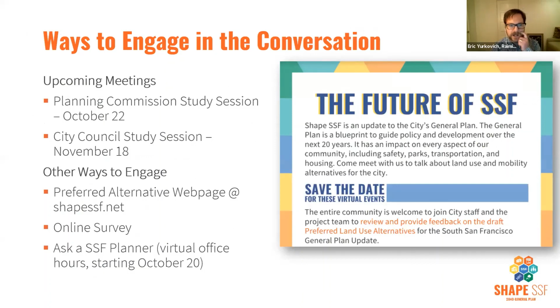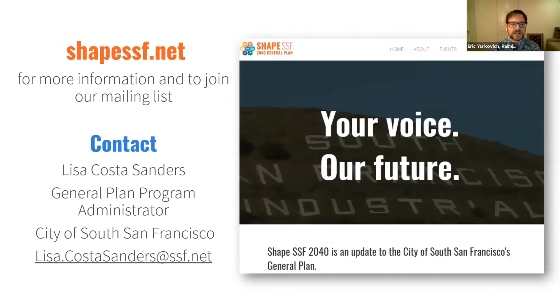So we'll be at upcoming meetings with City Council and Planning Commission, as you can see, on October 22nd and November 18th. But then we encourage you to continue commenting on the Preferred Alternatives workbook, that online survey, and if you have questions, feel free to drop in for an informal Ask SSF Planner virtual office hours on Tuesdays at noon. And then finally, for more information about the project, go to shapessf.net, and feel free to contact Lisa Costa-Sanders, who's the project administrator for the city.